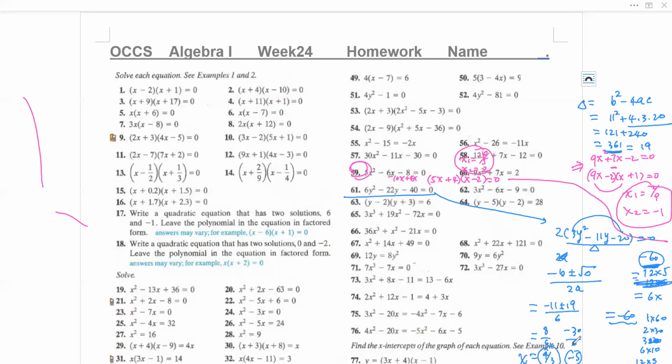So x1 is 3. Did you get the same answer as mine? Everyone? Well, the first answer is 4 over 3. The second answer is negative 5. All right, so these are the methods we were teaching. Use the quadratic equation process.